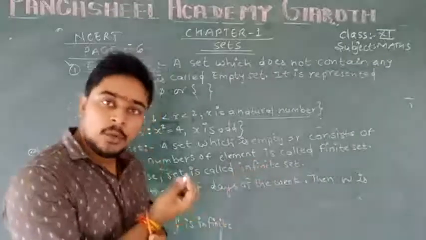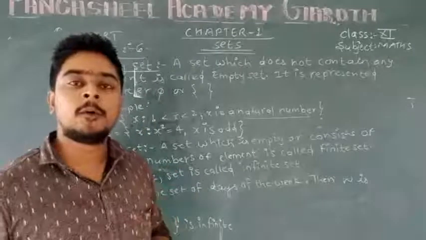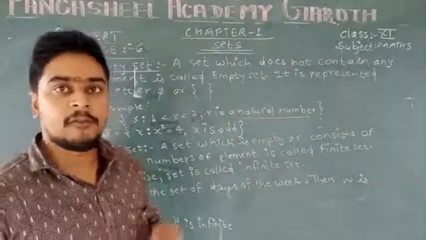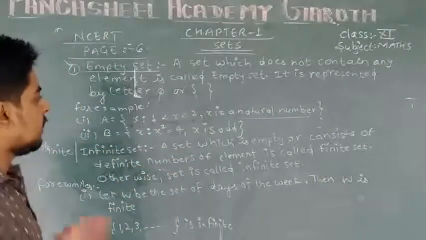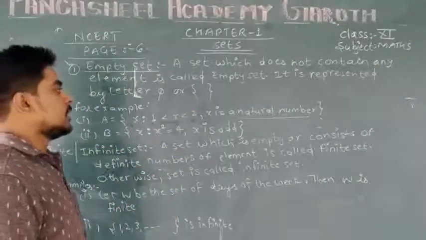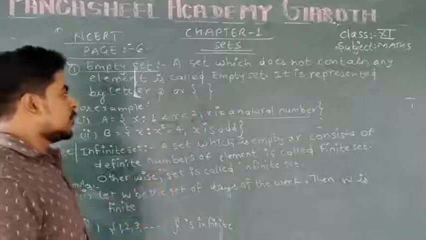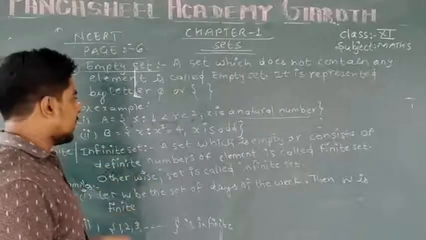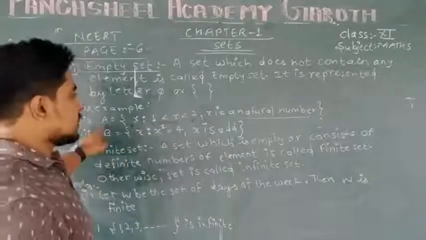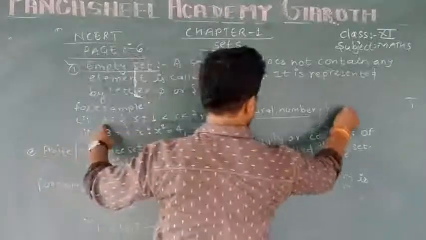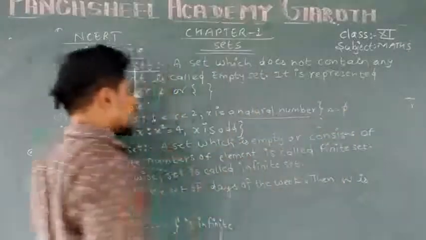But there is no such natural number which lies between 1 and 2. There is no natural number after the 1 other than the next natural number, which is 2. But there is no natural number between 1 and 2. Therefore, we can say that this set will be an empty set. It means that A is equal to phi.